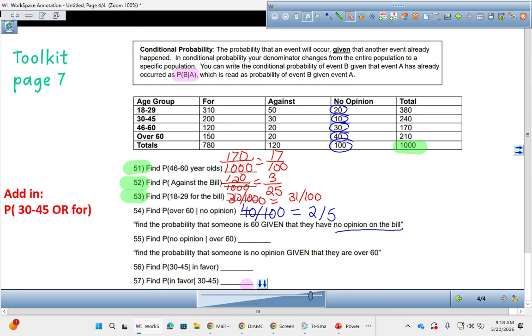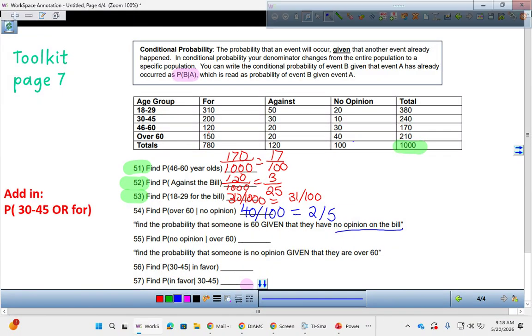All right, let's look at the next one. It says, find the probability that someone has no opinion given that they are over 60. Find the population that someone has no opinion under one condition. The one condition that has to be met is they have to be over 60 first. So I'm going to look at the over 60 people first. That's the conditional part. So here are the people that are over 60.